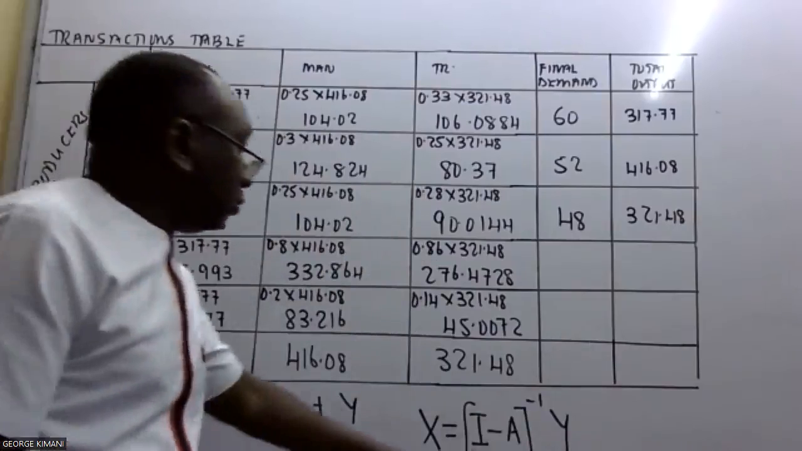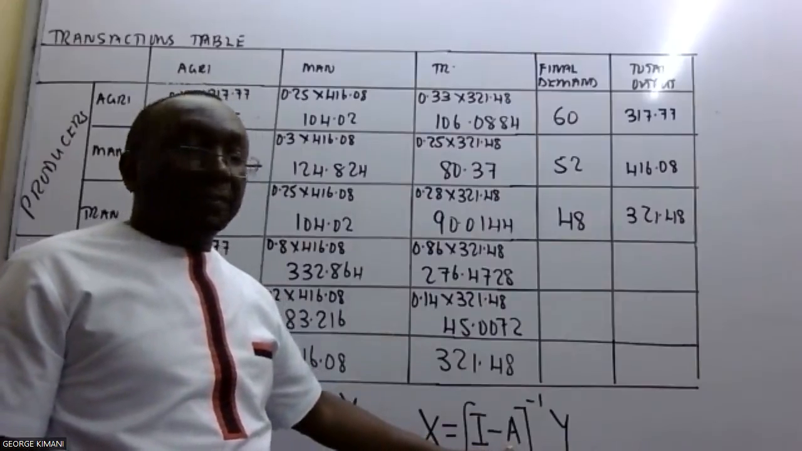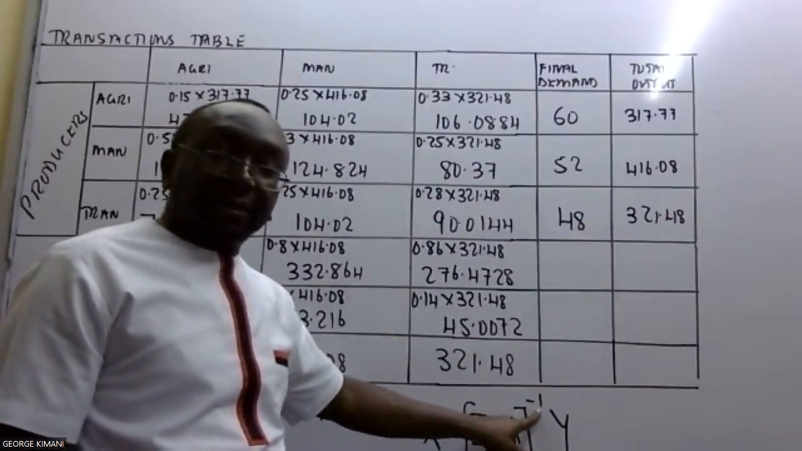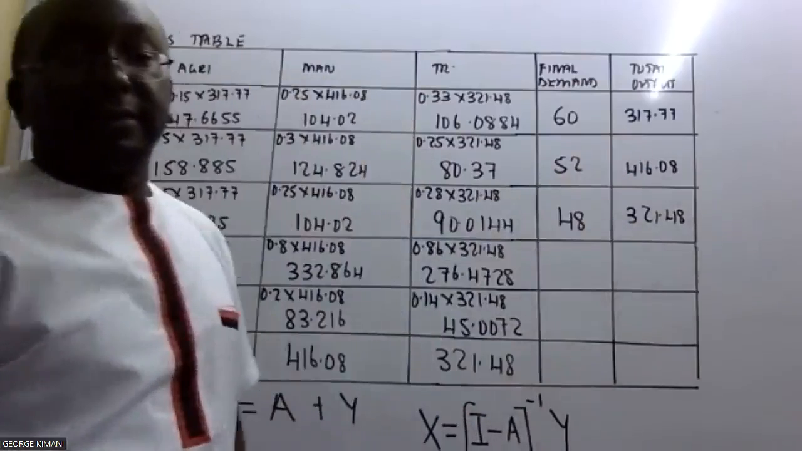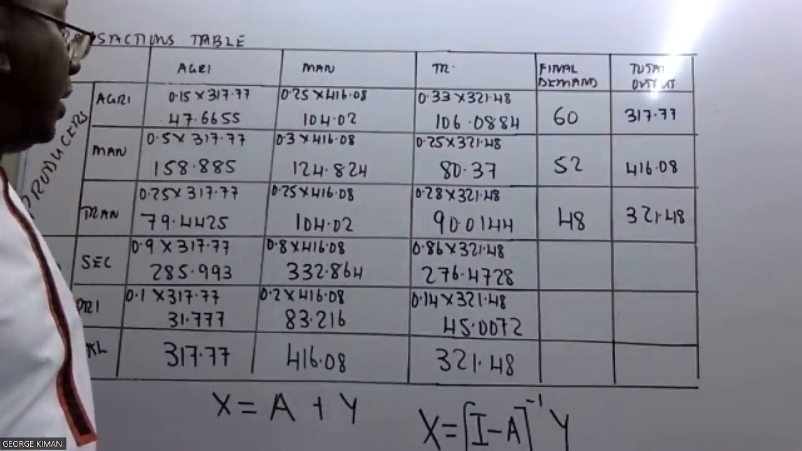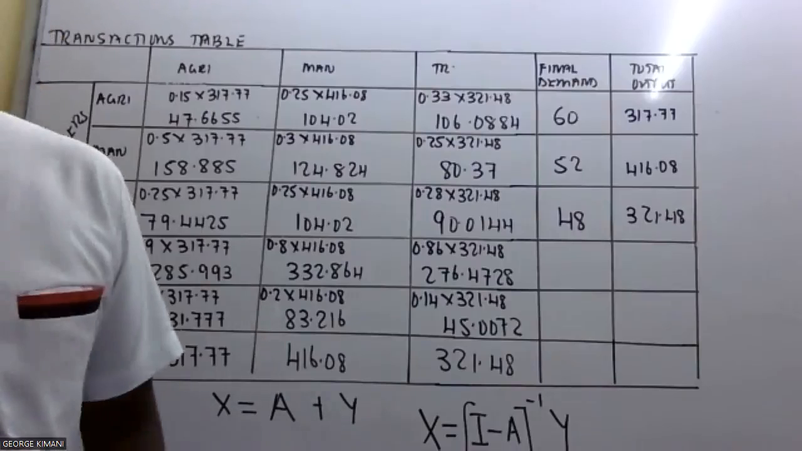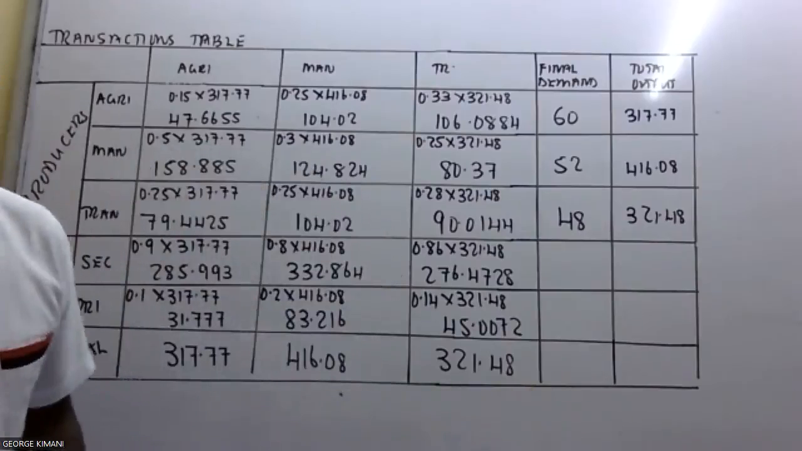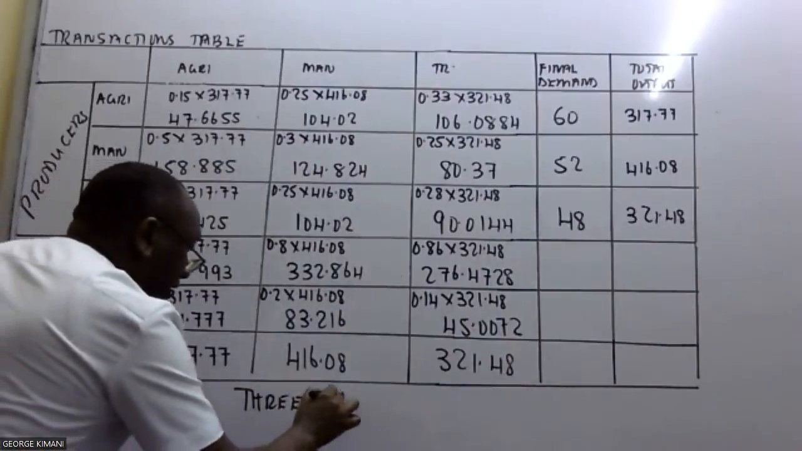Sasa hii ndio formula yenye tumetumia kwa ile safari. Tulikuwa na logical coefficients matrix A. Tukai-subtract kwa identity matrix, tukasafiri safari ya kutafuta inverse, tukamultiply na y tukapata. Agreed. The other thing that I want you to know here is that input-output is a relationship of three threes.